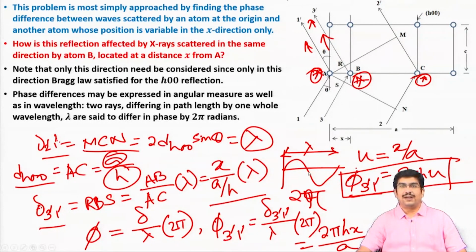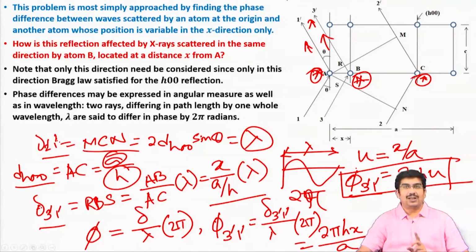So then what we find finally is the phase relationship, the angular phase difference between the wave coming out of this A atom and the wave coming out of this B atom. First we calculated the path difference, from there we calculated the phase difference, and that phase difference comes out to be 2 pi h x by a, where a is the lattice parameter. So, the fractional component of the position of this B atom is given by x by a. Finally, the phase difference is 2 pi h into u.